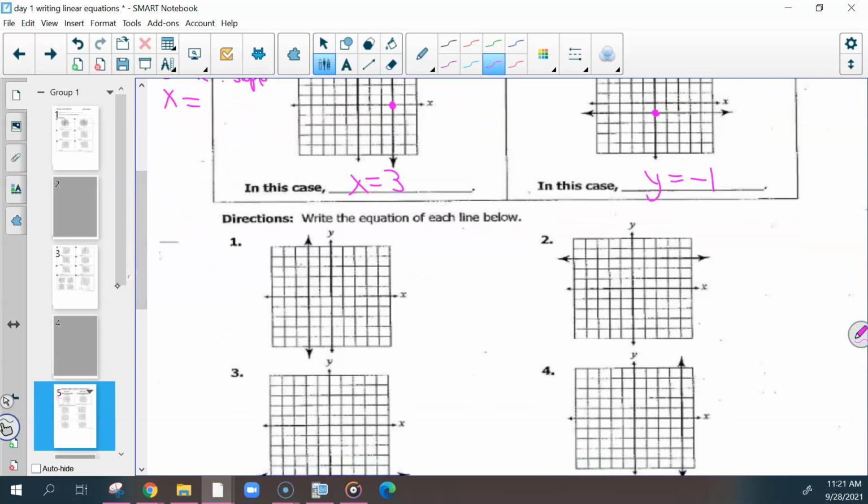So for number 1, would that be an x equals or a y equals? X equals. And what does x equal here? -2. So then number 2 would be a y equals. And what does y equal here? Take the next minute, do the next 4, and then we'll come back and make sure those are right.